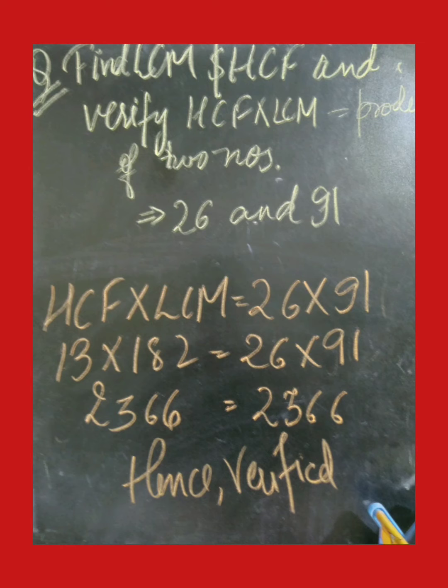So HCF into LCM is equal to 26 into 91. Now 13 into 182 should be equal to 26 into 91, and that gives the same answer. 2366 is equal to 2366. So RHS is equal to LHS, hence verified. So now we can also conclude that HCF and LCM of two numbers is equal to the product of those two numbers.